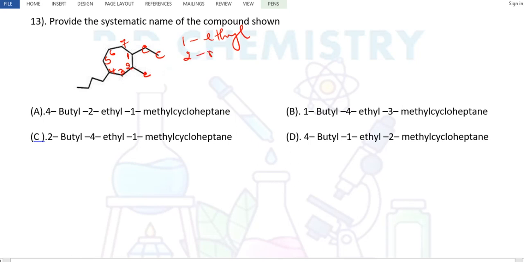2 methyl. 2 methyl. Then fourth carbon has got how many carbon atom? 1, 2, 3, 4. Should be butyl. 4 butyl. Okay, butyl. Now go for alphabetic order. B comes first, then E comes, then M comes. Should be 4 butyl, 1 ethyl, then 2 methyl. Cyclic structure has got altogether how many carbon atoms? 7 heptane. So there, what is the answer? Answer is option number D. Right?